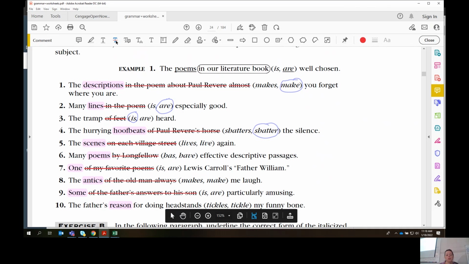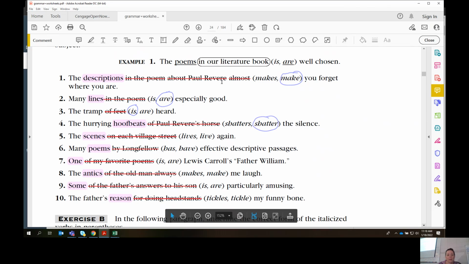Nothing possessive can ever be a subject. So number 10, fathers, is possessive. It cannot be the subject, even though we know he's the one that's kind of been causing somebody to laugh or whatever.